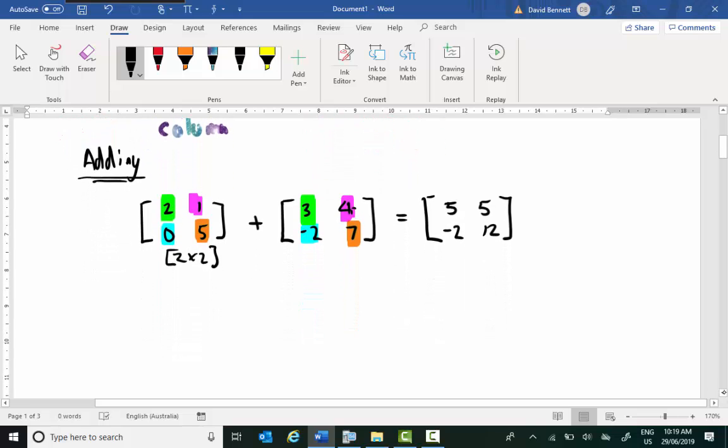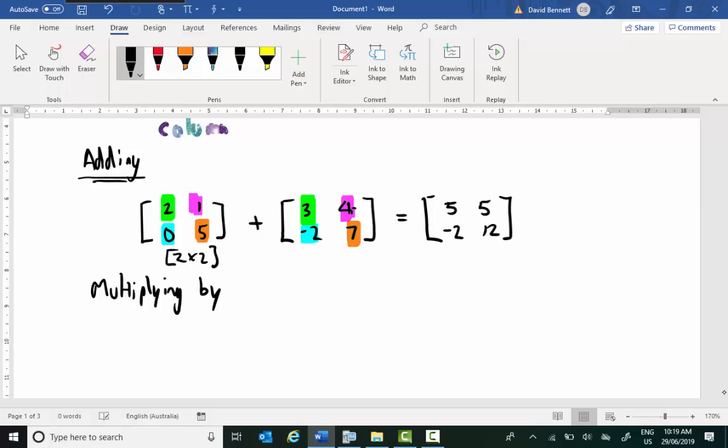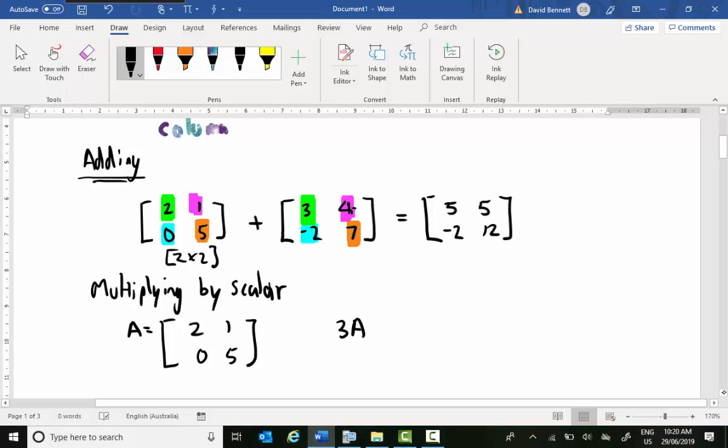The next thing we're going to be looking at is multiplying by a scalar. What that means is if I'm multiplying by a scalar, I'm just timesing the whole matrix by a number. Let's go back to our original matrix, 2, 1, 0, 5, and we might call this matrix here A. I actually want to work out what 3A is. All right, so 3A means I have to times everything in the matrix by 3.